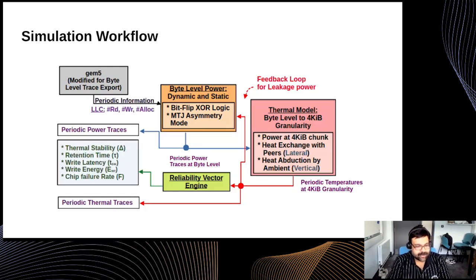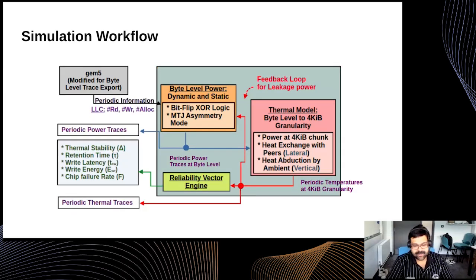Right. So once we have all this data related to power and temperature, we can compute some of the most important parameters, starting from the thermal stability. As we have seen from our earlier background study, retention time, write latency, write energy, and mean time to failure or chip failure rate have a strong dependency on the thermal stability. So now we have all these five parameters along with the power traces and thermal traces. And this is the entire thermal model that we have prepared for this particular work.